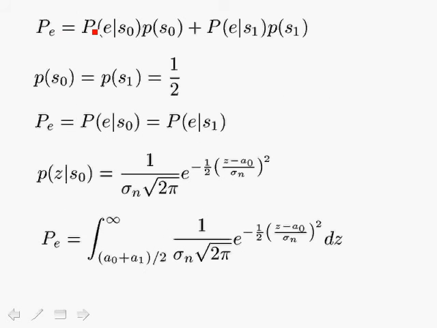The total probability of error is the probability of error given that S0 was sent, times the probability that S0 was sent in the first place, plus the probability of an error given S1 times the probability that S1 was sent. Now, as we mentioned, we were talking about a maximum likelihood decoder, and we indicated that the output of the data generator was random ones and zeros, both equally likely. So the probability of S0 is equal to the probability of S1, which is equal to a half.